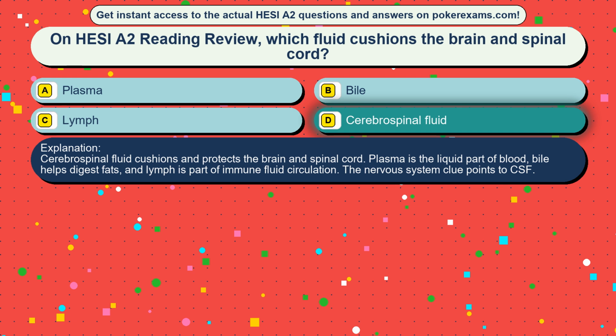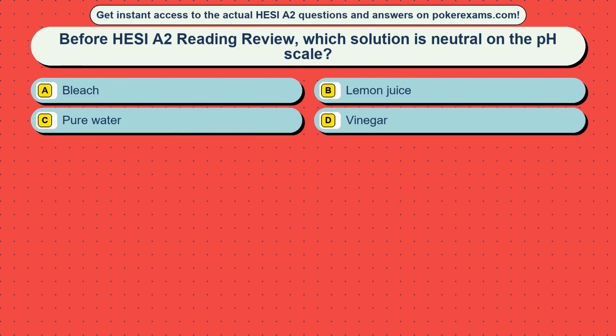Plasma is the liquid part of blood, bile helps digest fats, and lymph is part of immune fluid circulation. The nervous system clue points to CSF. Question 15. Before HESI A2 reading review, which solution is neutral on the pH scale?